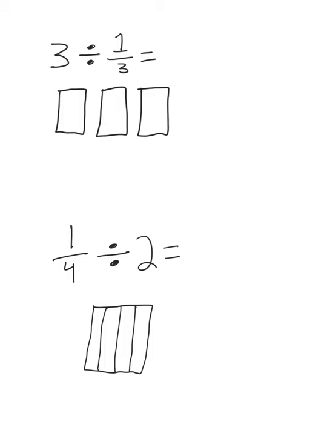So for this first problem, 3 divided by 1/3, to make my model, I'm starting with the number 3, so I've drawn out 3 whole rectangles, or at least they are kind of like rectangles. Now to divide it by 1/3, I need to divide each of my 3 things into thirds. So I'm going to do that, that, and that. You can now see that each of my whole rectangles are now divided into thirds.